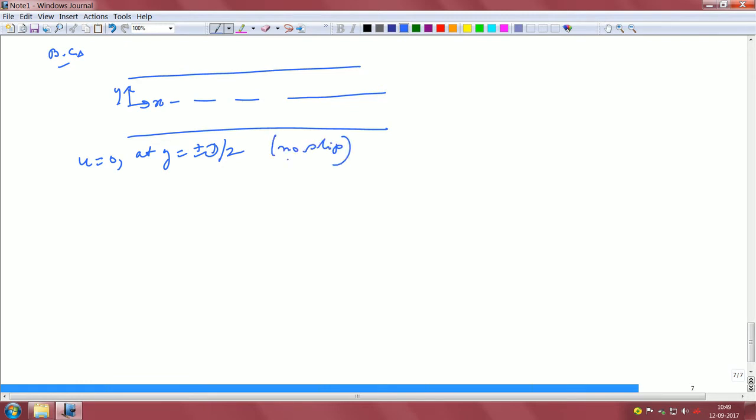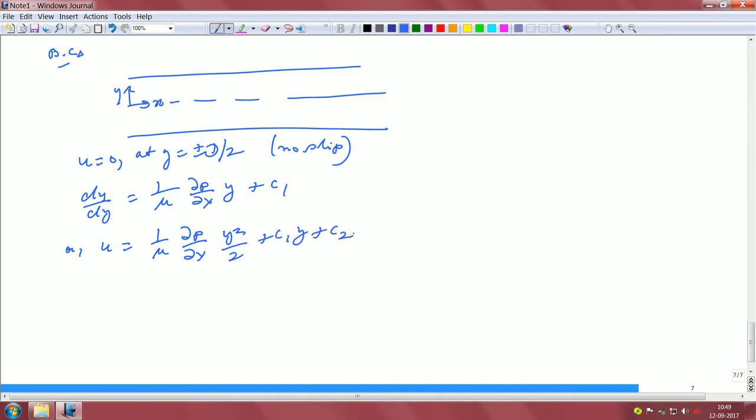Okay. The equation also can be integrated very easily. So, du by dy is equal to 1 by mu dp by dx into y plus c1, that is the first part of the integral, and then you integrate it once again: u equals 1 over mu dp by dx y square by 2 plus c1 y plus c2.